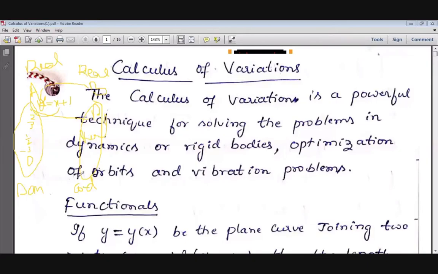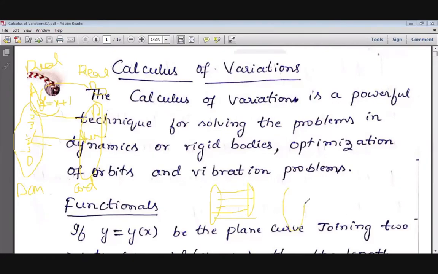Understood? Here also it is a real valued function. A function which maps a real set to another real set is called a real valued function. A function which maps to complex numbers is a complex valued function, but we should know what a function is. It will map.